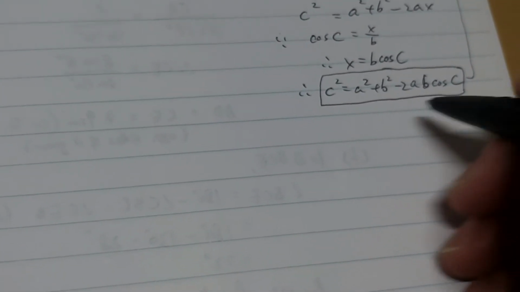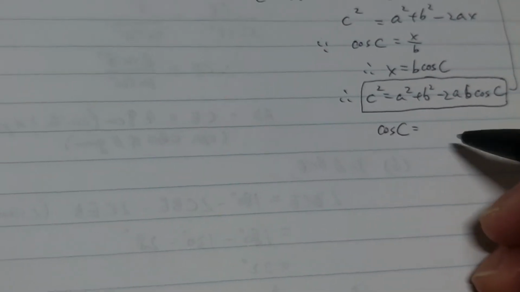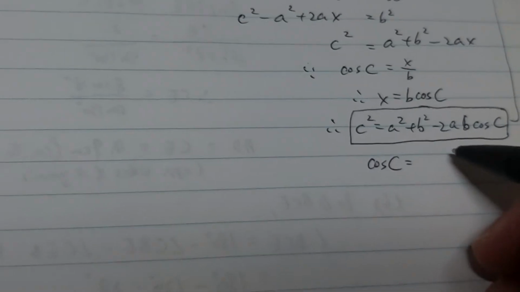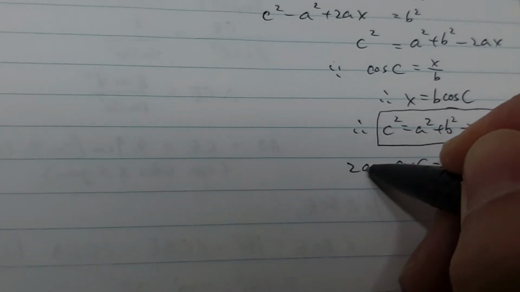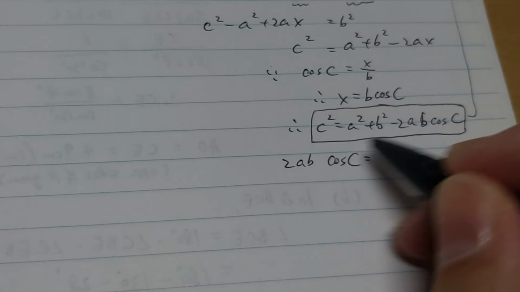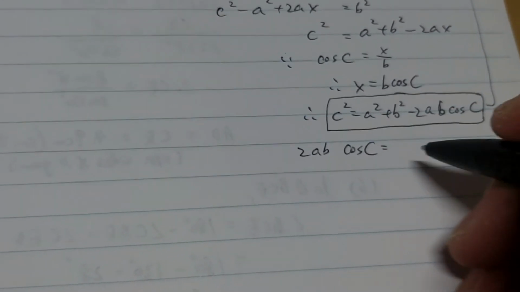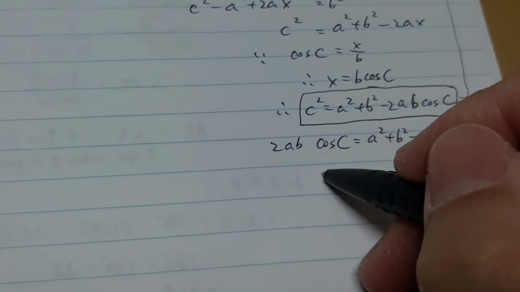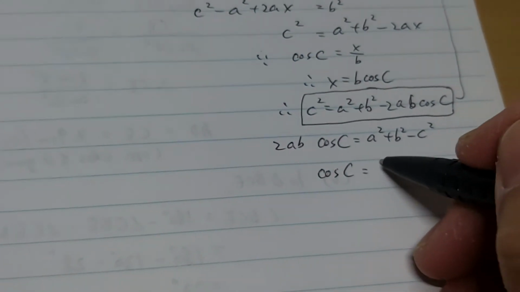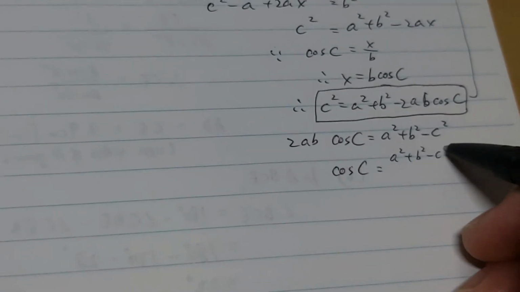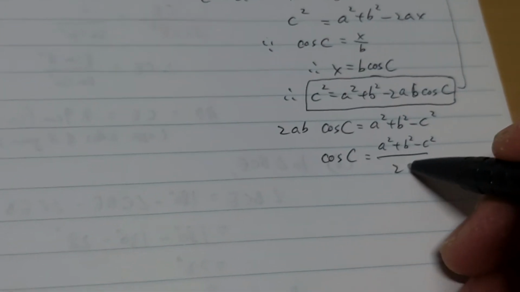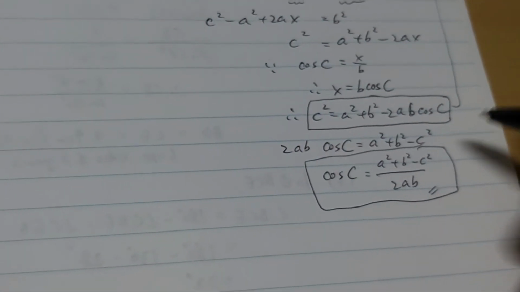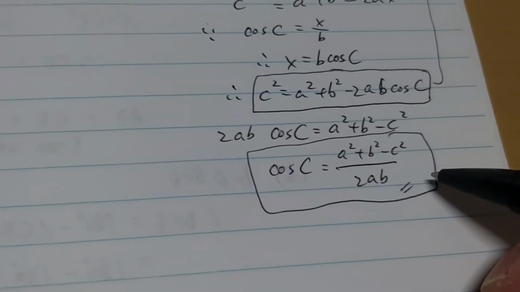When we make cosine c the subject, for example, we have 2ab. We put it on the left hand side and put all of this on the right hand side. So a squared plus b squared minus c squared. So when we want to use cosine c as the subject, it is a squared plus b squared minus c squared, the right hand side, over 2ab. So this is the second formula you need to memorize.